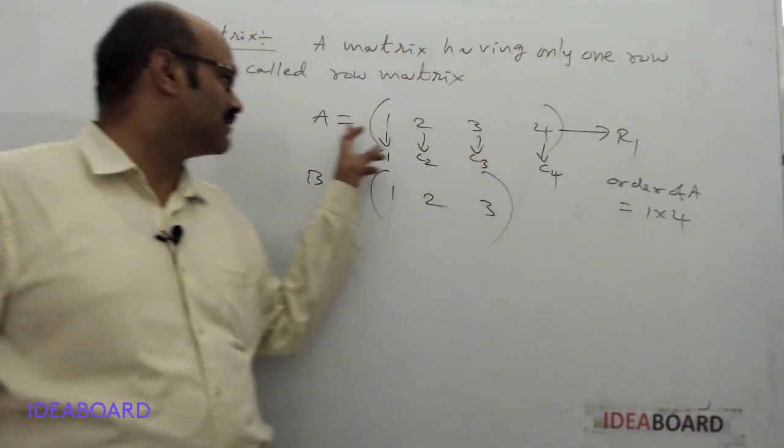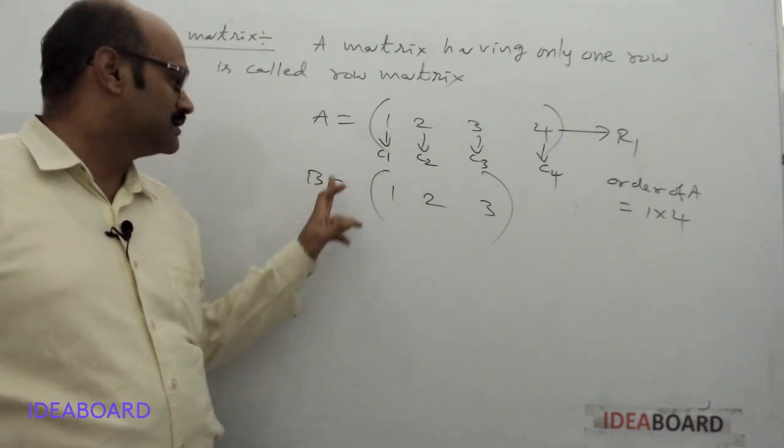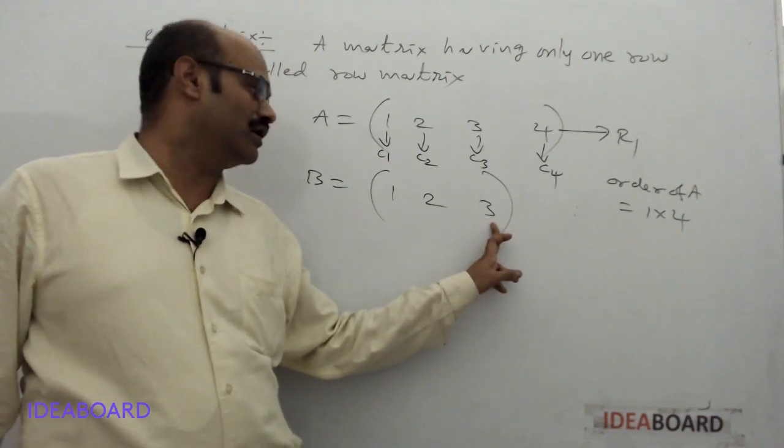So this matrix is called a row matrix, since we have only one row. Similarly, in the matrix B, we are having only one row, so this matrix is also called a row matrix.